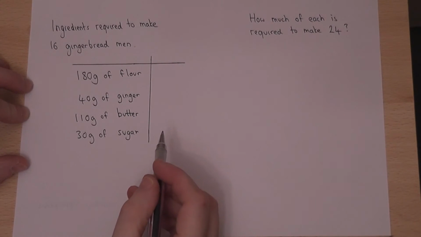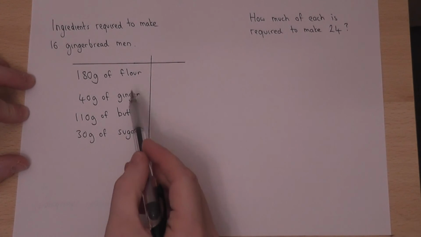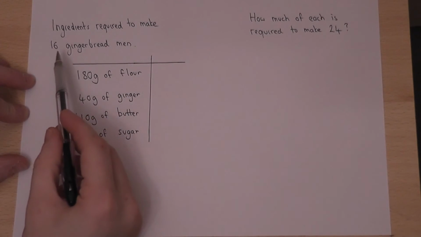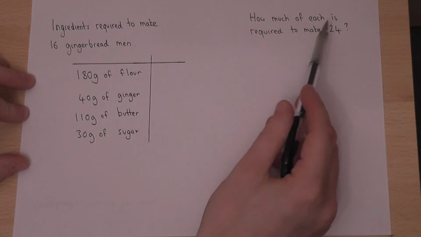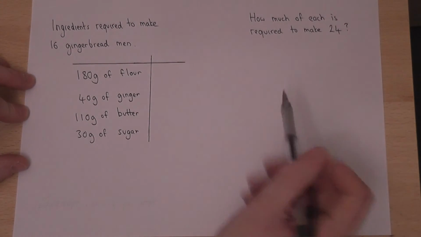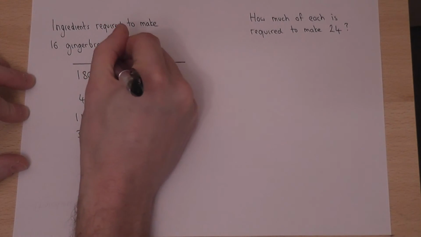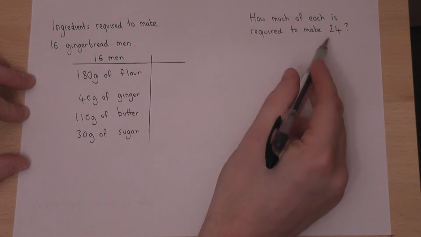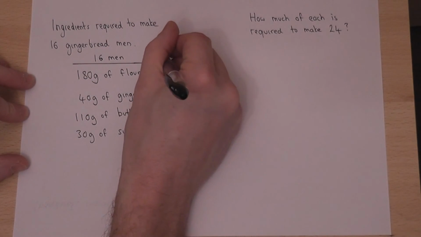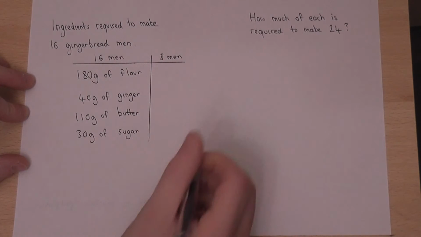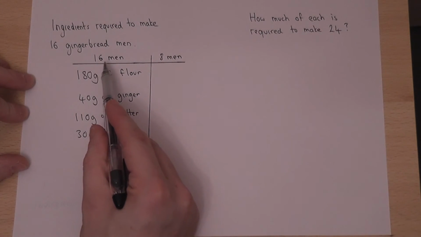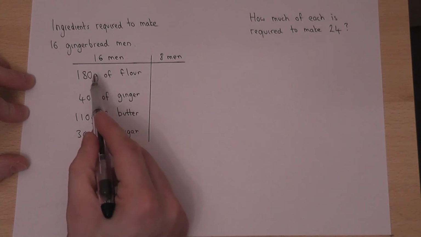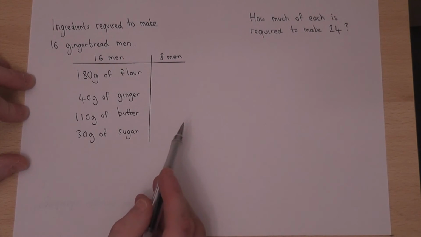In this question we're told how much of 4 ingredients is required to make 16 gingerbread men. And the question asks how much of each is required to make 24. Now this is what's required to make 16 men. And to make 24 requires an extra 8. Now 8 is a half of 16. So the extra requirement must be a half of each of these ingredients.